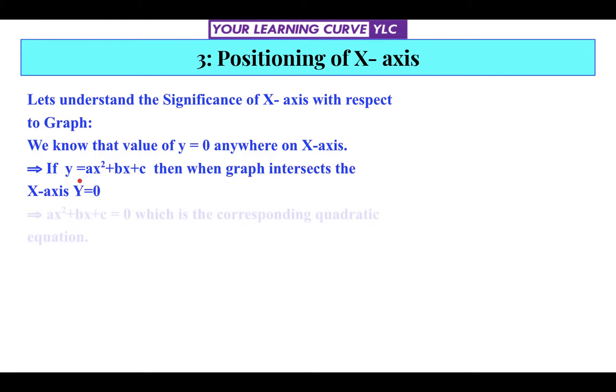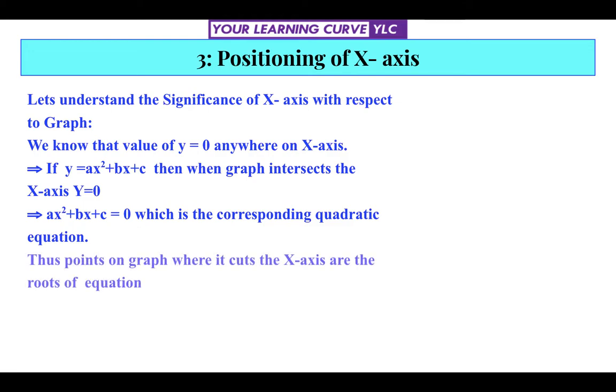Now this becomes a quadratic equation, means the points which satisfy the equation ax² + bx + c = 0 will be the points where the graph cuts the x-axis. Thus the points on the graph where it cuts the x-axis are the roots of the equation ax² + bx + c = 0, or in other words we can say alpha or beta, which are the roots of the equation.